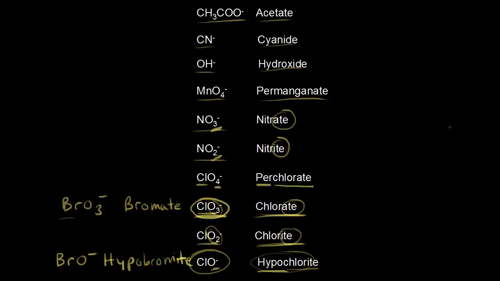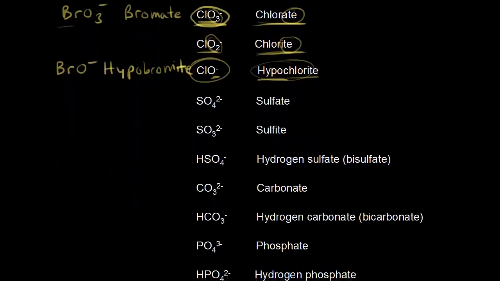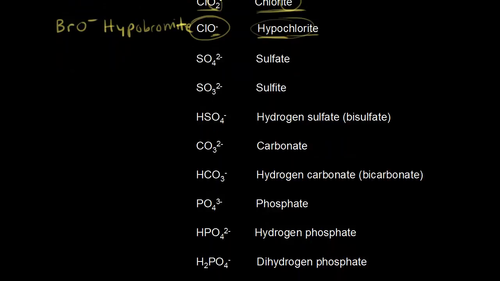All right, let's look at our next set of polyatomic ions. So let's get some space down here. So we have SO4 2 minus is called sulfate, right? So we have our ate ending, and then we have 4 oxygens. So if we go to 3 oxygens, SO3 2 minus, this is sulfite, right? Because ite means fewer oxygens.